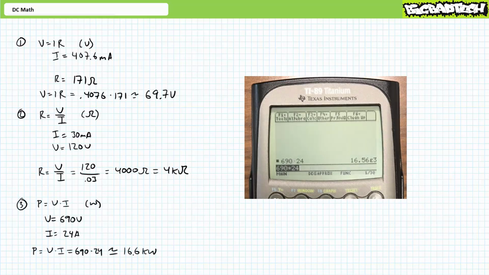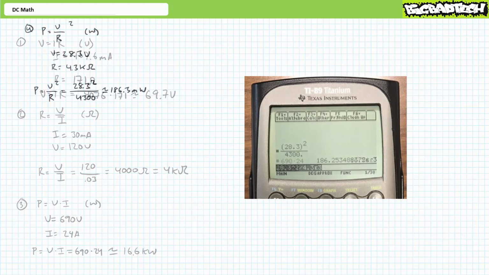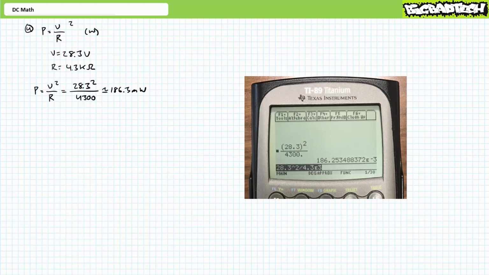Our third problem asks us to solve for P in units of watts, where P equals V times I. Enter this as 690 times 24. Press enter. Expressed using proper engineering format, rounded to the tens place, P is equal to 16.6 kilowatts. Our next problem asks us to solve for P in units of watts, where P is equal to V squared over R. Enter this as 28.3 caret 2 divided by 4.3 EE3. Press enter. Expressed using proper engineering format, rounded to the tens place, yields a final result of 186.3 milliwatts.